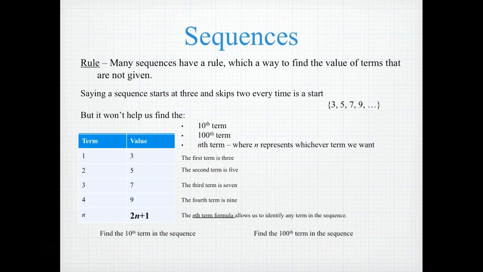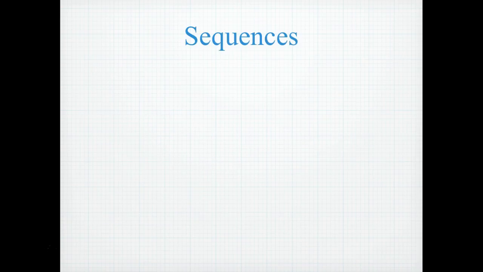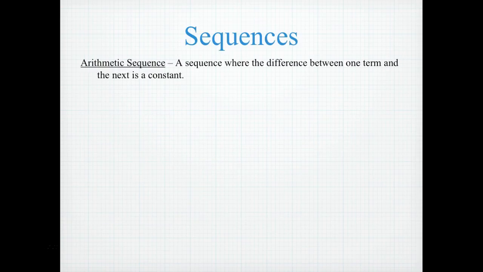Once we have the nth term formula, I can find things like the 10th term by plugging in 10 for n, giving me 21. I can also find the 100th term in the sequence by plugging in 100 for n, giving me 201. There's 2 types of sequences that we're going to learn about. First is the arithmetic sequence. An arithmetic sequence is a sequence where the difference between one term and the next is a constant.